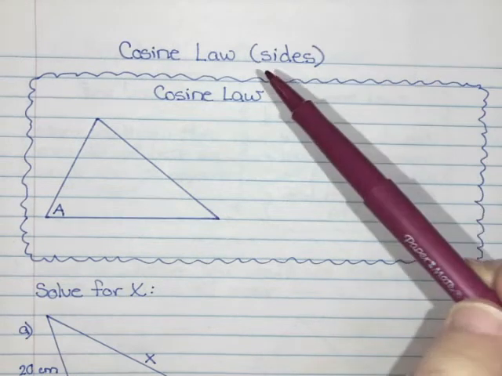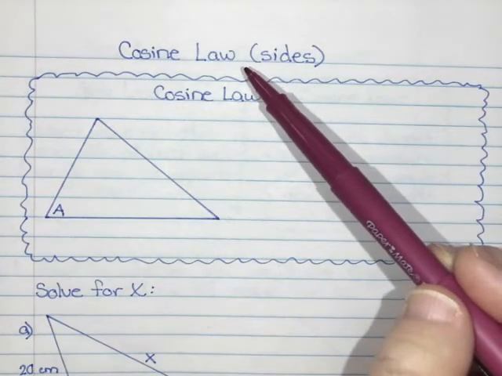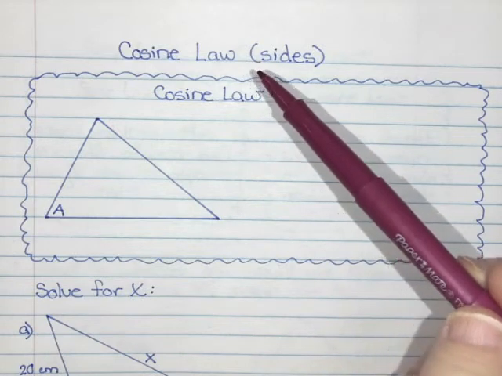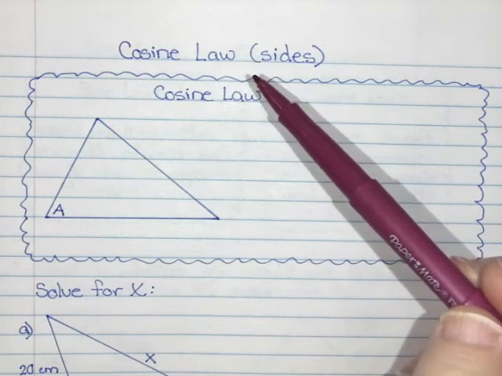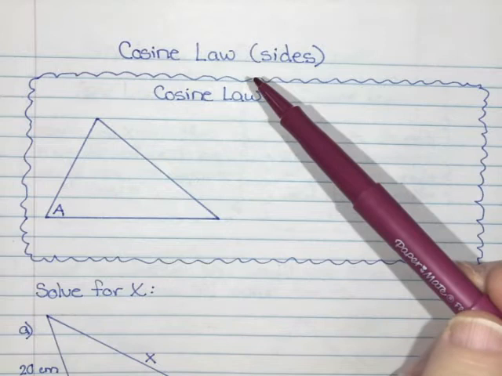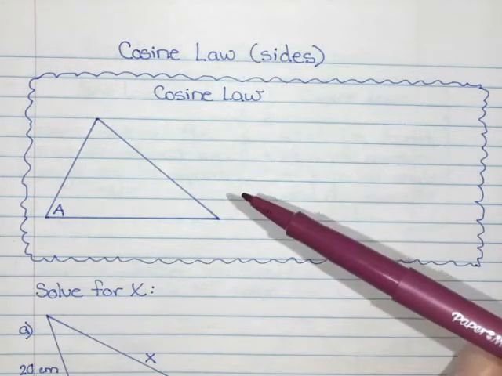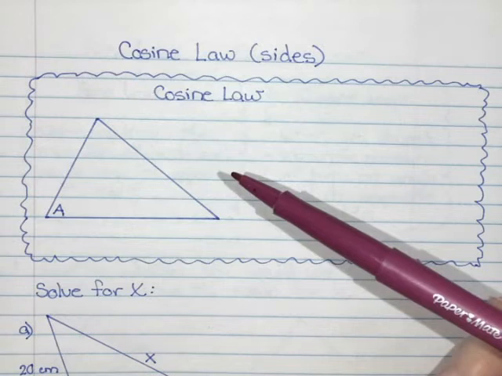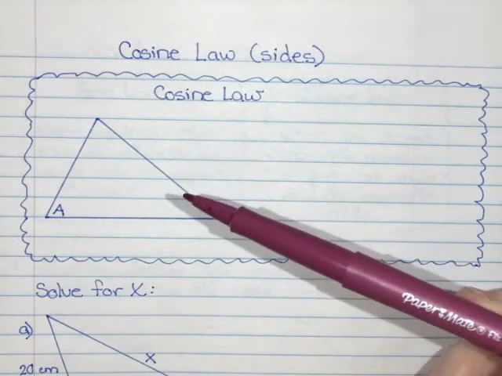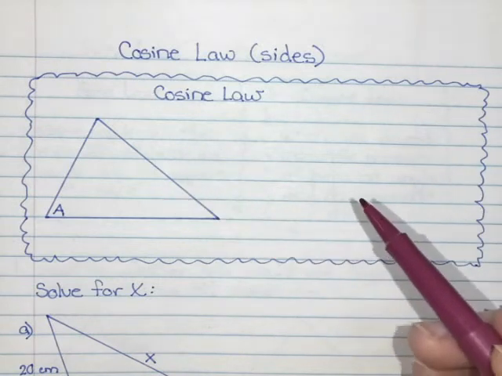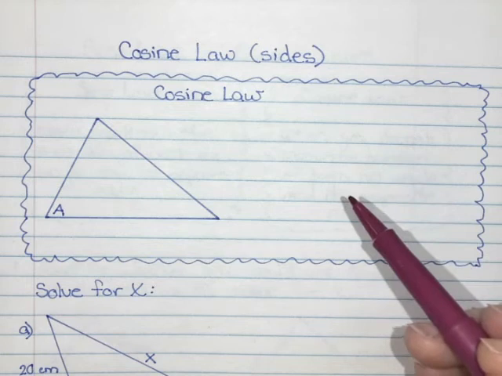Today we're going to talk about cosine law. So up to this point, we've learned about Pythagorean theorem and the sine, cosine, tan ratios, which unfortunately only work for triangles with 90-degree angles. And then we've learned about sine law. So sine law works for all triangles, whether they have a 90-degree angle or not.